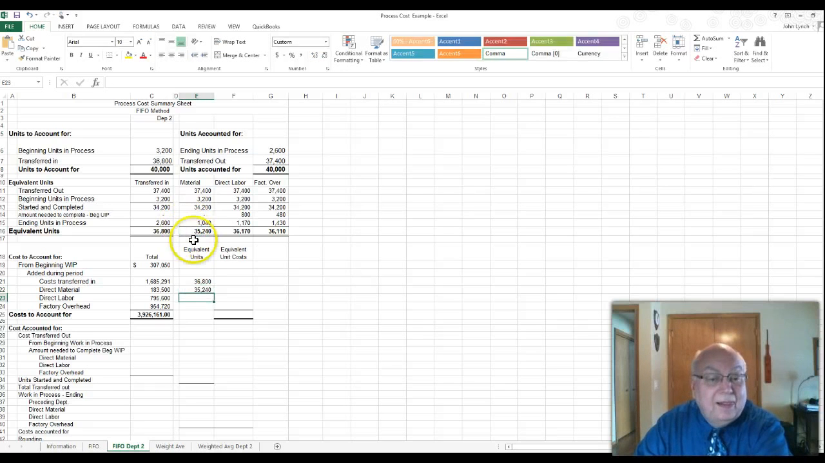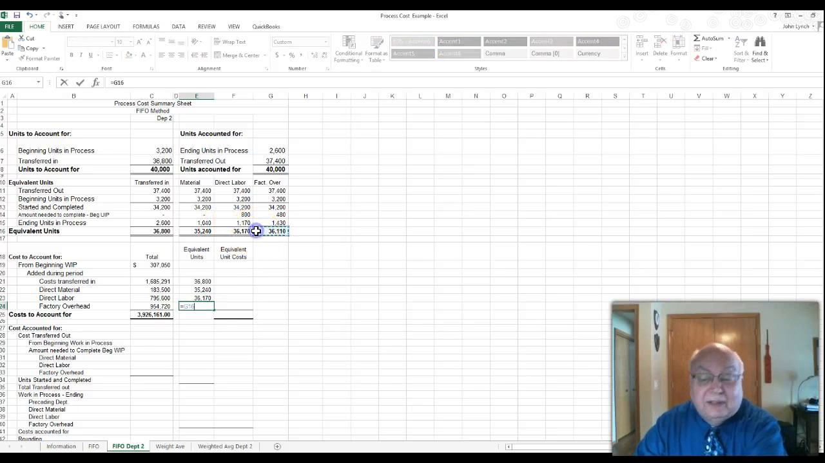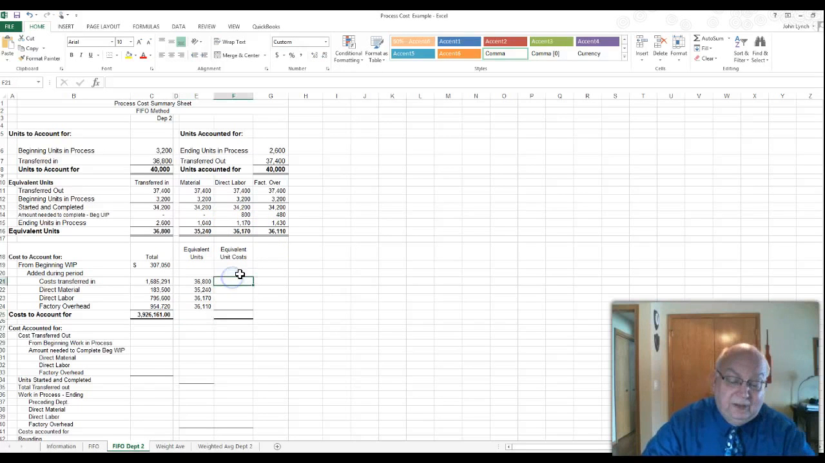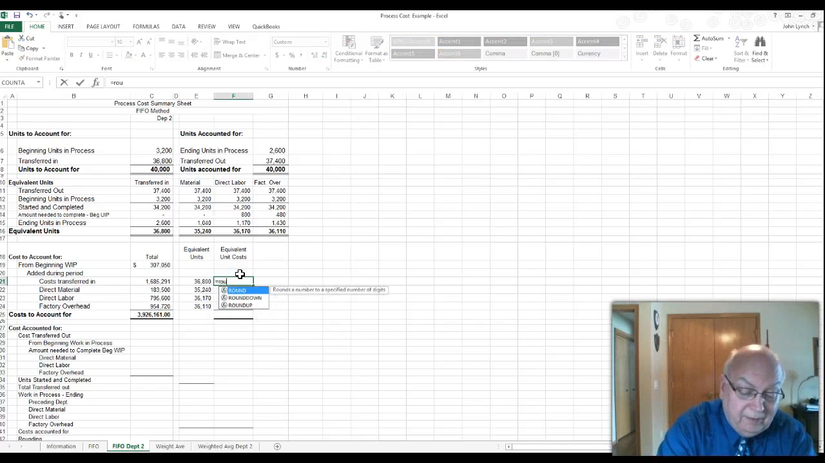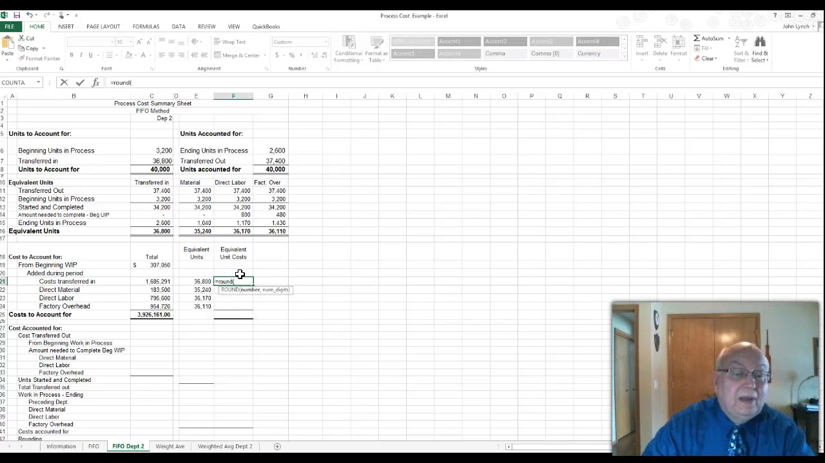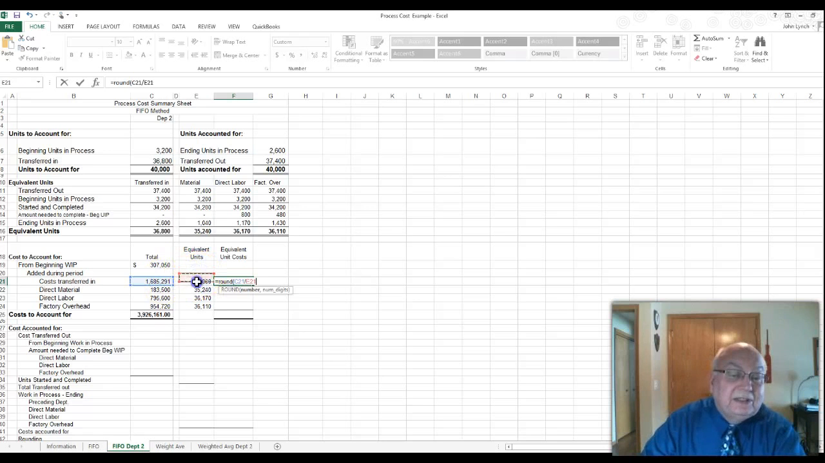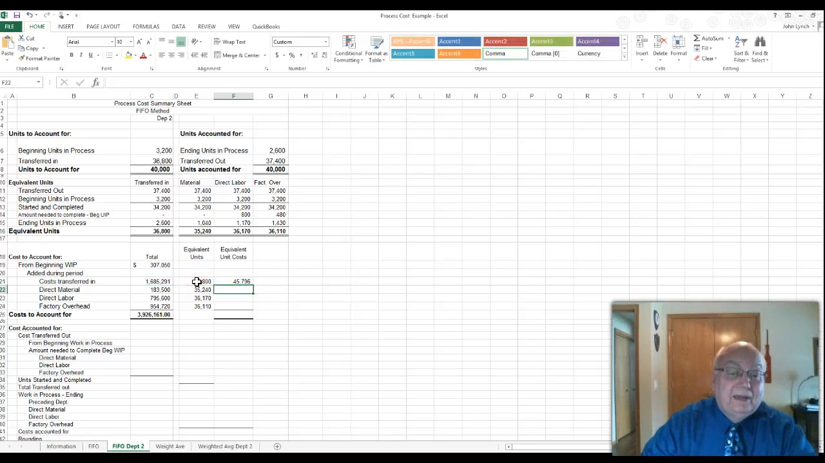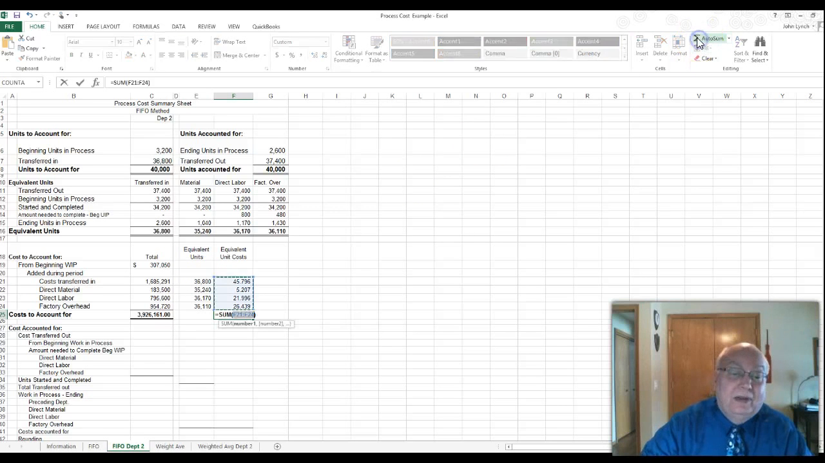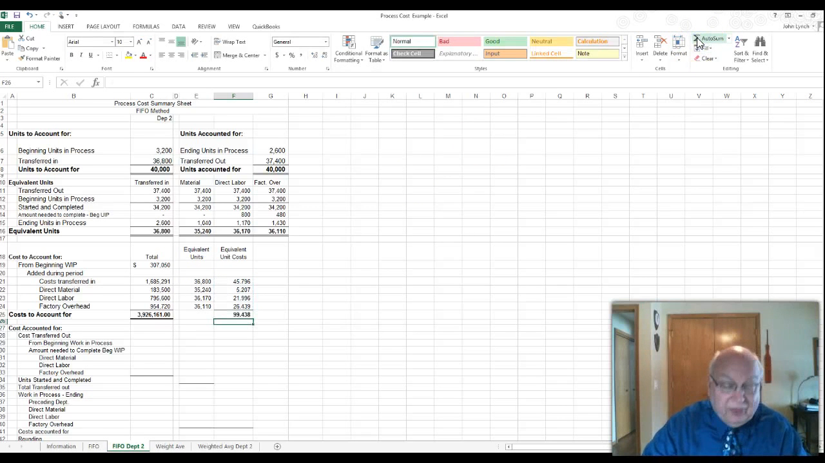Okay, now the equivalent units will be the 36,800, 35,240, 36,170, and 36,110. Okay, so then we give equal the round. You take the total here, divided by the 36,800. Now this is for 3 decimal places, and then all you have to do is copy that down. Okay, and then do the auto sum for 99,438.